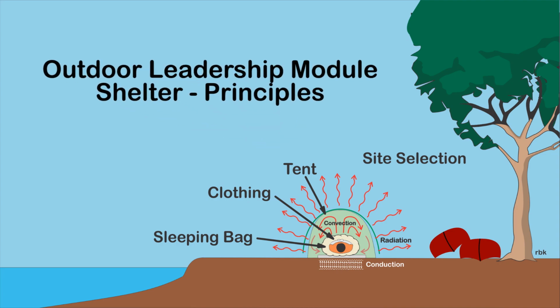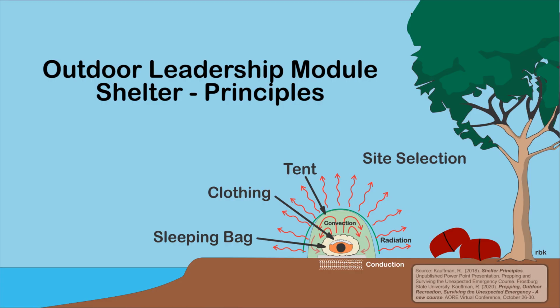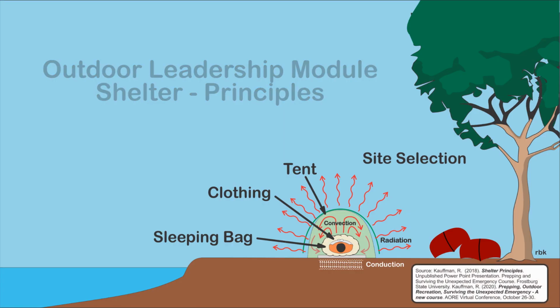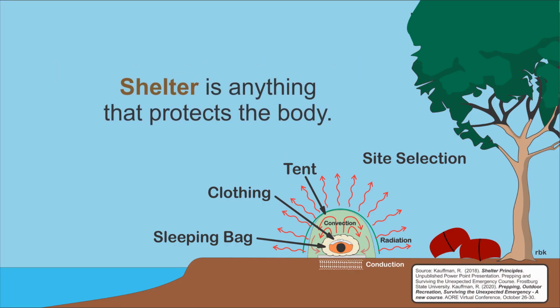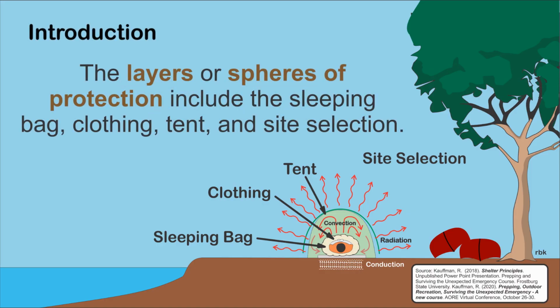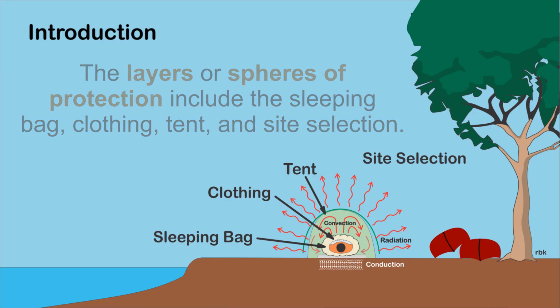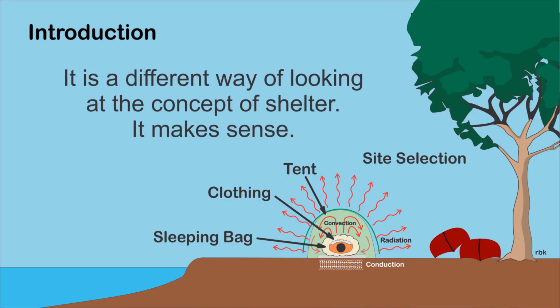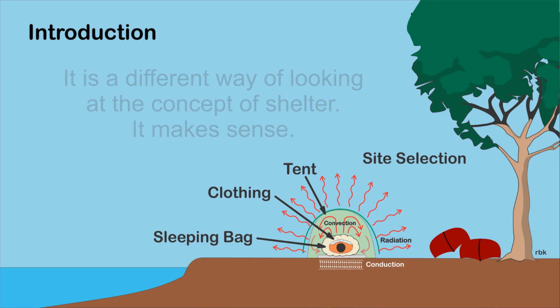We are astronauts traveling through outdoor space. We seek to maintain our comfort zones. Shelter is anything that protects our body. Think of layering or spheres of protection in the macro sense. It is a different way of looking at the concept of shelter, but the more you think about it, the more sense it makes.